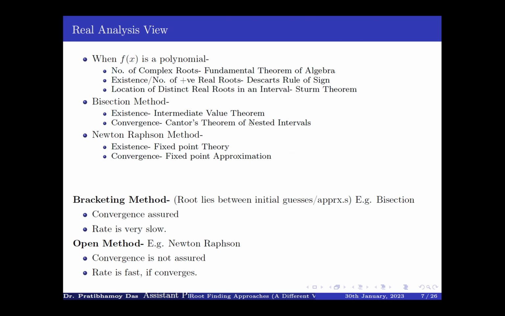How do you know that the bisection method converges? PhD interview question. That can also be answered by a first year BTech real analysis class. That is called Cantor's theorem of nested intervals. Anyone heard about Cantor's theorem of nested intervals? You are taking a_n, b_n, an interval, and if the length b_n minus a_n goes to 0, then the intersection of the closed intervals [a_n, b_n] will be non-empty. That is called Cantor's theorem. Based on that, we can find the existence for the bisection.